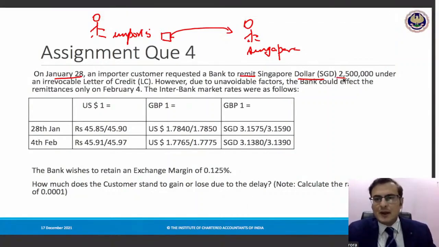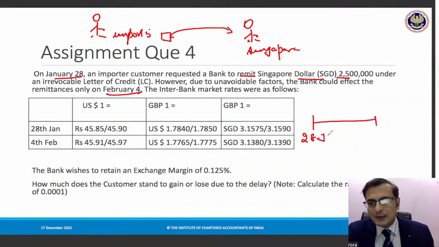And what is the amount he required? 25 lakhs, under an irrevocable LC. However, due to unavoidable factors, the bank could not effect the remittance until February 4th. So you can see the difference between them. He went there on 28th January. However, the transaction took place on 4th of February.